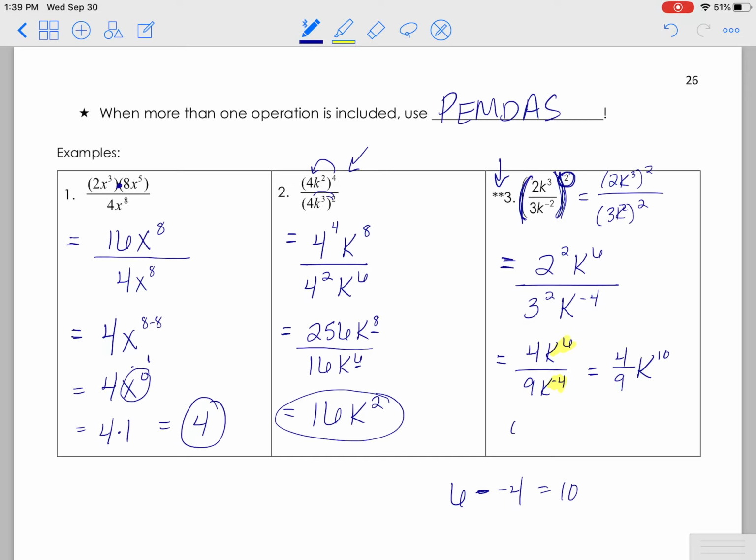So you can write it that way, or if you want, you could say 4k to the 10 divided by 9. So those are your two possible answers. You don't put k to the 10 in the denominator because it's not negative. So it either stays at the top or you can put it on the outside.